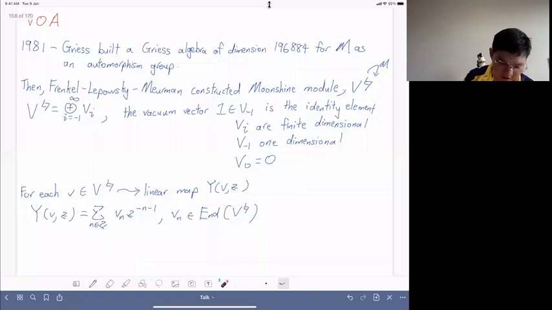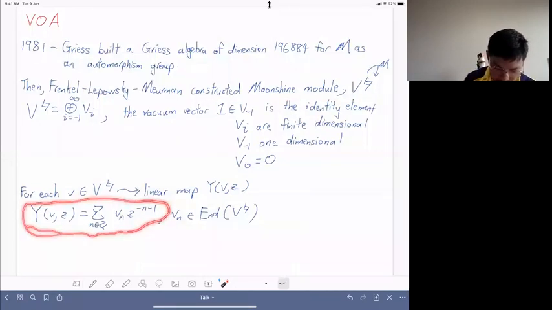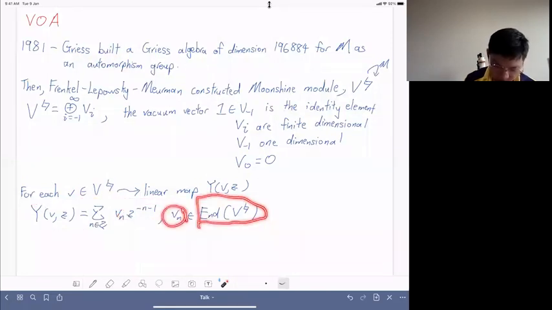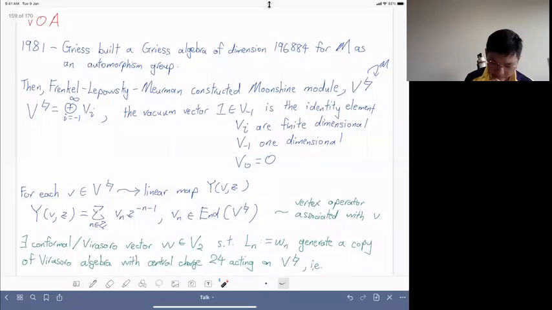So for every v in this moonshine module, you can associate a linear map. This is where the vertex algebra comes in. So every vector you associate an operator, right? So how do you associate this operator? This operator is actually built up by V_n, and each V_n is an endomorphism of this vector space. Okay, and so this is called the vertex operator associated to v.